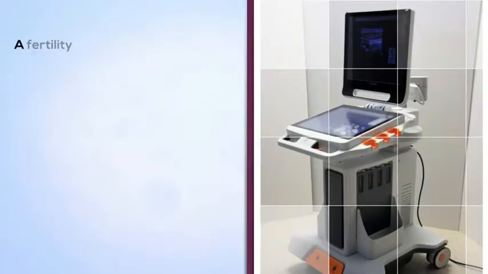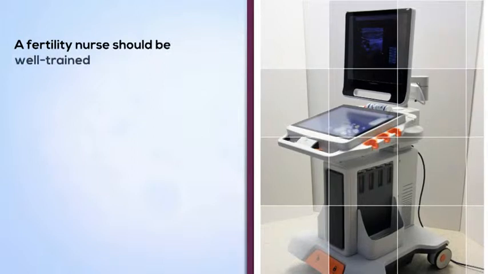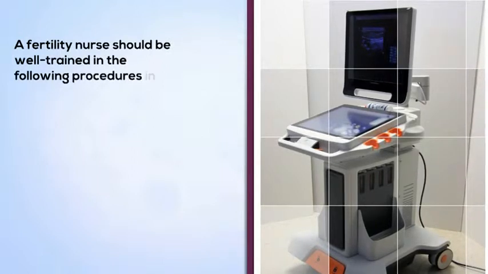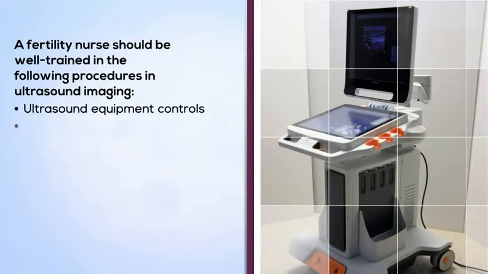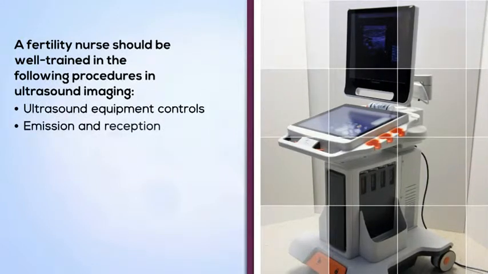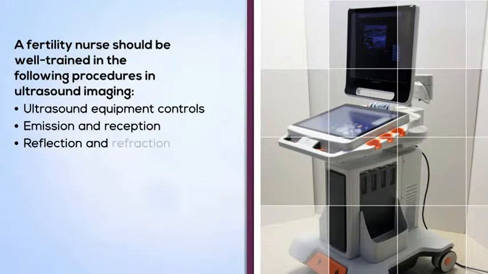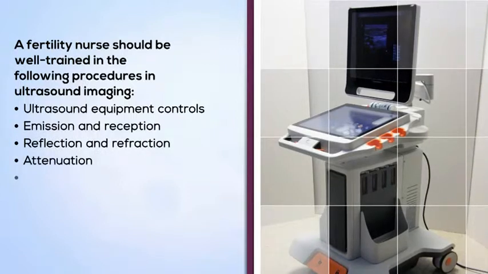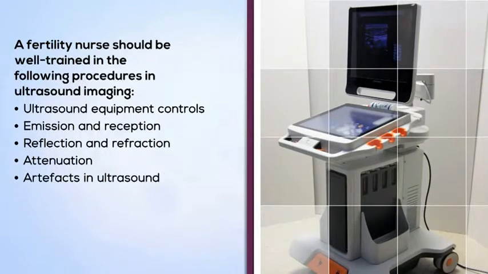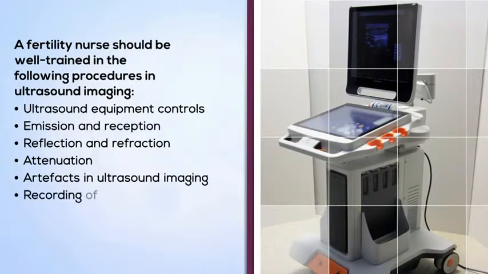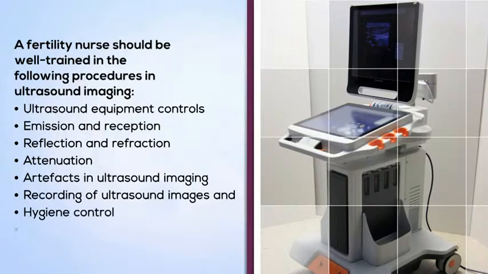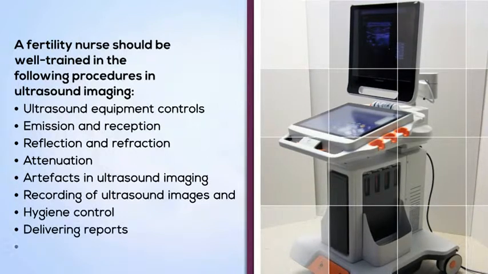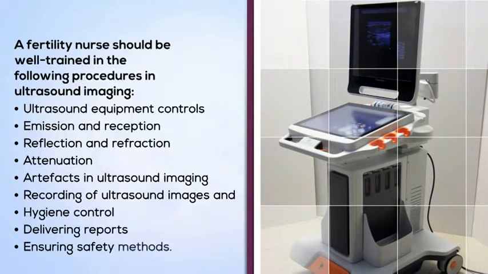A fertility nurse should be well trained in the following procedures in ultrasound imaging: ultrasound equipment controls, emission and reception, reflection and refraction, attenuation, artifacts in ultrasound imaging, recording of ultrasound images, and hygiene control, delivering reports, ensuring safety methods.